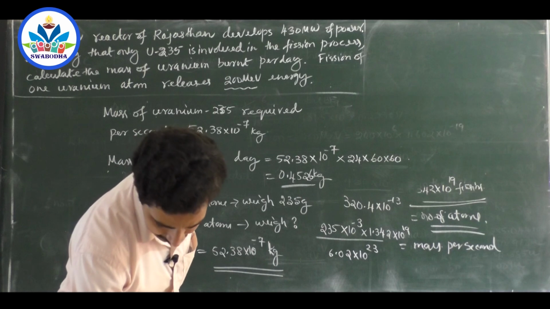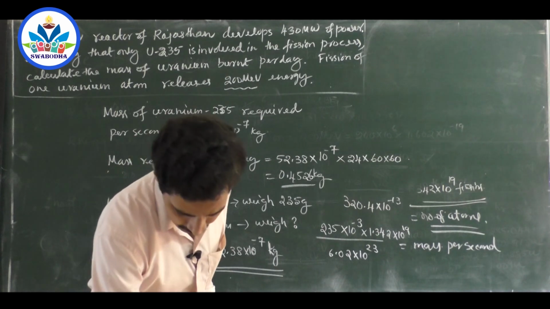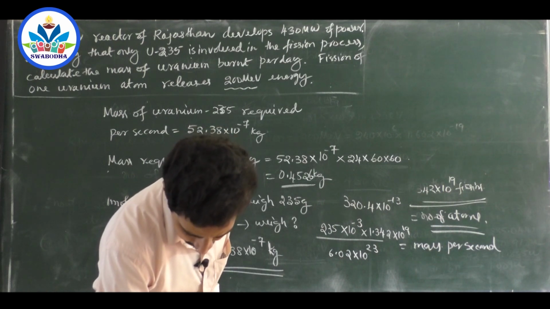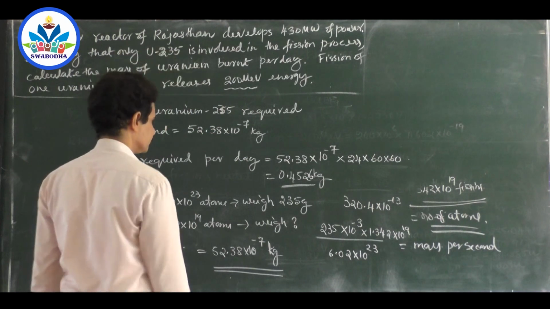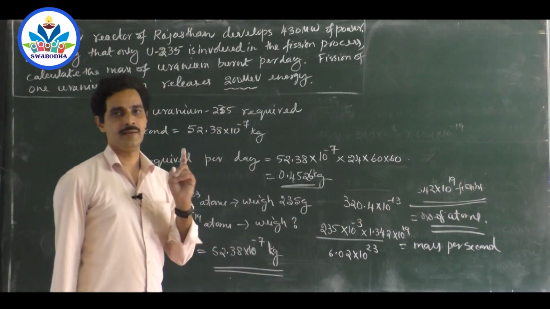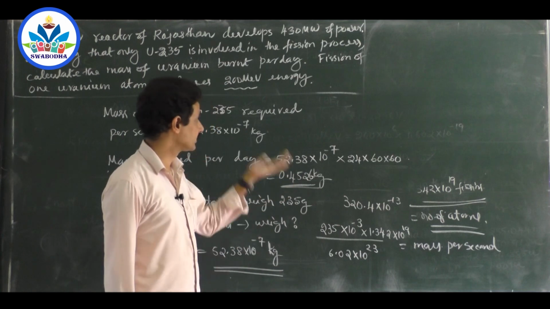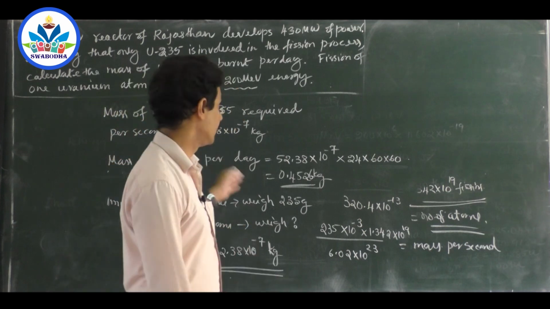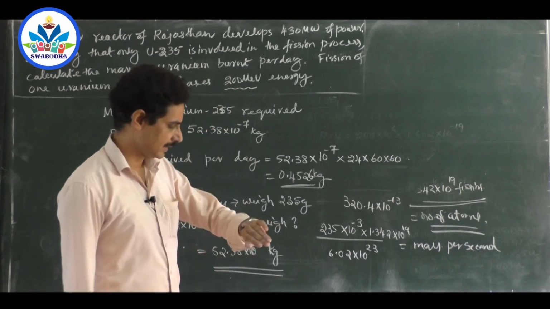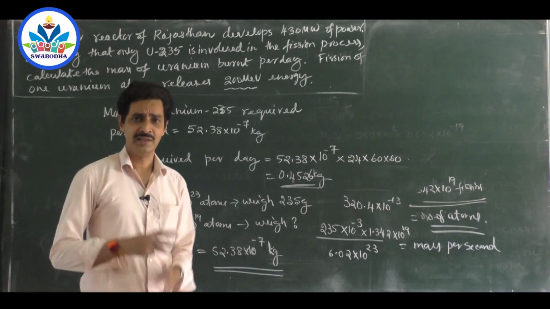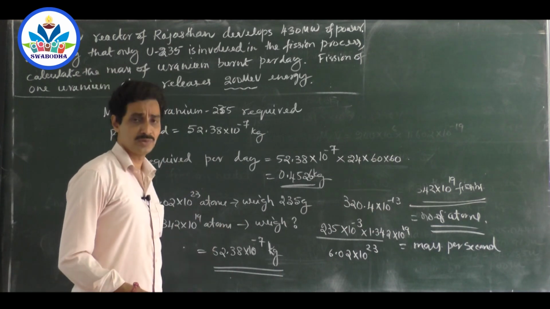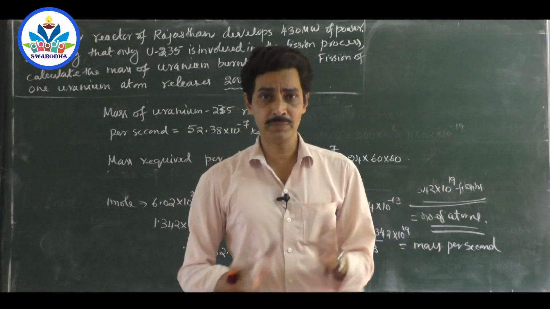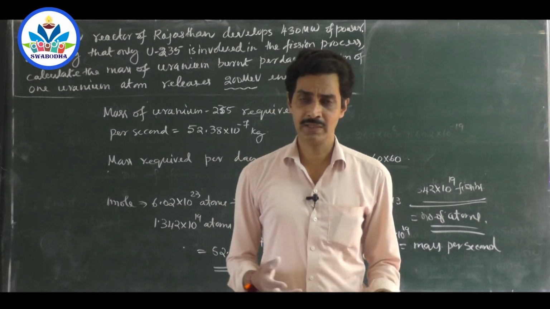Let me check the answer. Which problem have I given? Calculate the energy. Yes, it is correct. This is the mass required per day. So this much mass gives so much energy per second, right? So that is the way in which you have to solve. Simply addition, subtraction, multiplication are taking part in the problem. But you must know what you are doing: why we should add, how to use the Avogadro number, and how to take 1 mole of the fission material.